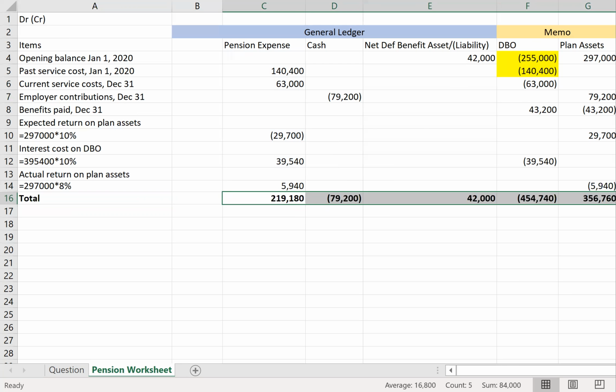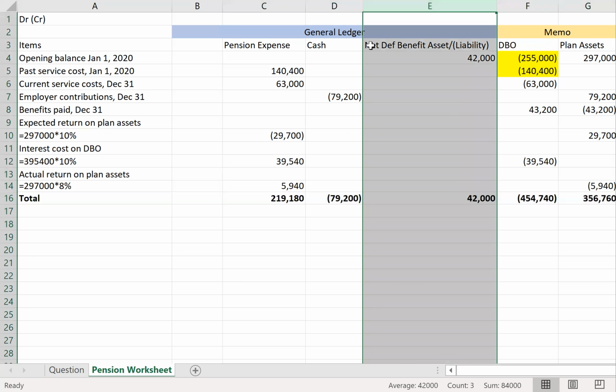So we've got pension expense of 219,180. We've got a decrease into the corporation's cash of 79,200. We've got a defined benefit obligation, the pension plan, of 454,740. And we've got plan assets of 356,760. So we do need to look at this net defined benefit asset or liability. So this is what's going to be reflected on the books of the corporation.